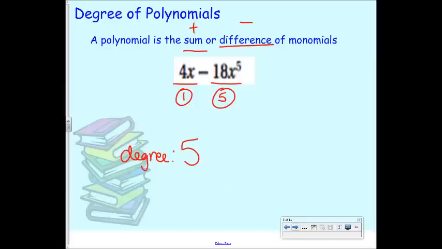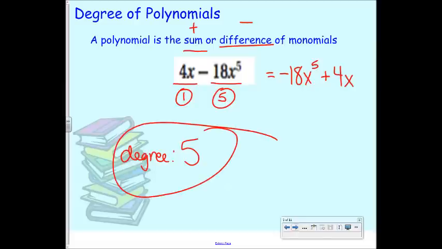18x to the 5th power. Almost. Not negative 5. Where's the negative 18? So it'd be negative 18x to the 5th, and then what? Plus 4x. Okay? So this is the standard, the proper way of writing this polynomial because this degree is bigger. So we write in order of biggest degree to littlest degree, and then the degree of the whole polynomial is just whatever your biggest one is. Okay? So that one is 5 because this term has the largest degree.